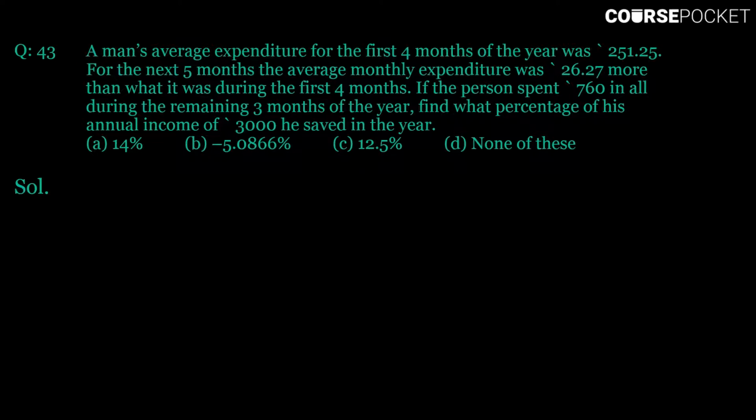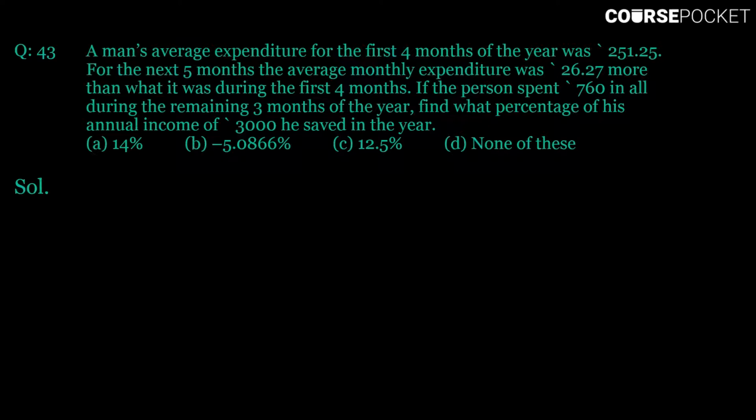Now for question number 43. A man's average expenditure for the first 4 months of the year is rupees 251.25. For the next 5 months the average monthly expenditure was 26.27 more than what it was during the first 4 months. If the person spent 760 in all during the remaining 3 months of the year, find what percentage of his annual income of rupees 3000 he saved in the year.